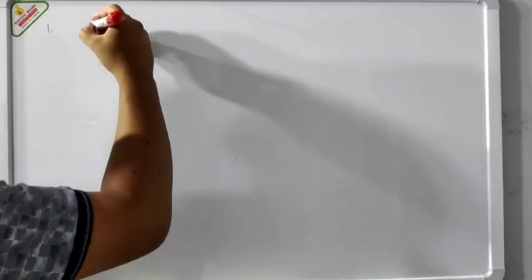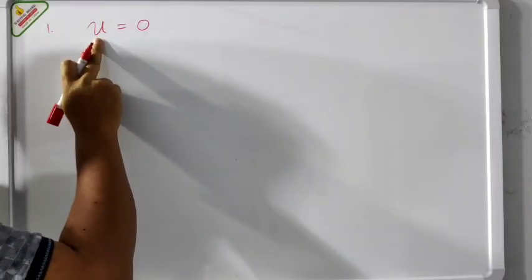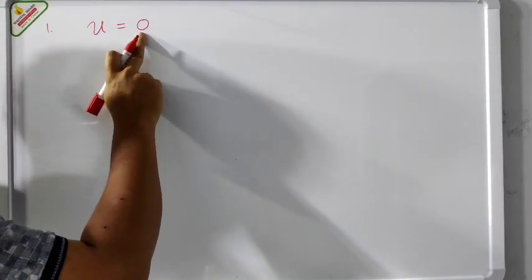Now let me explain the numerical examples given on page 13. Example number 1. A car starts from rest and picks up a velocity of 18 meters per second in 20 seconds. Calculate the acceleration of the car. It starts from rest. It means the initial velocity u is 0.